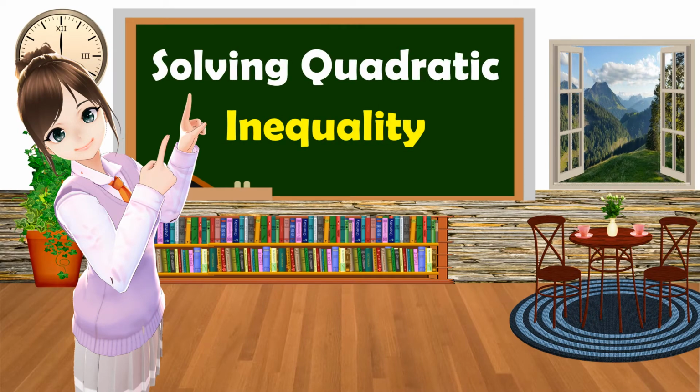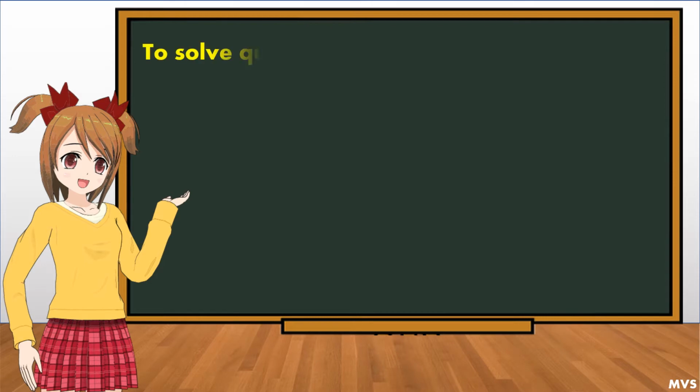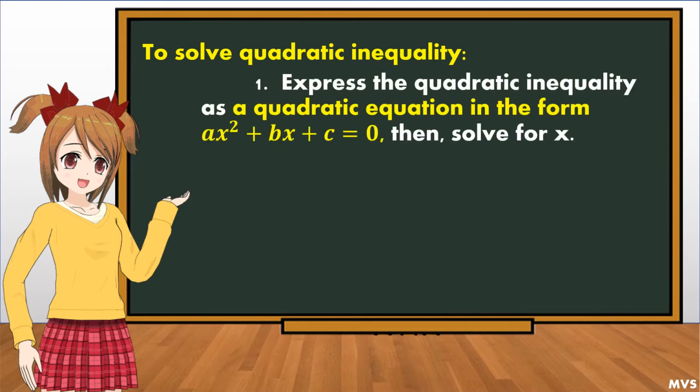We're going to discuss solving quadratic inequality. How to solve quadratic inequality? To solve quadratic inequality, you have to follow the steps. Number 1. Express the quadratic inequality as a quadratic equation in the form ax squared plus bx plus c is equal to 0. And then, solve for x.